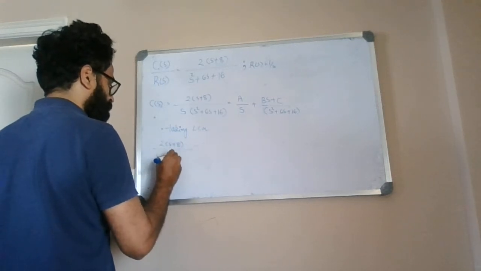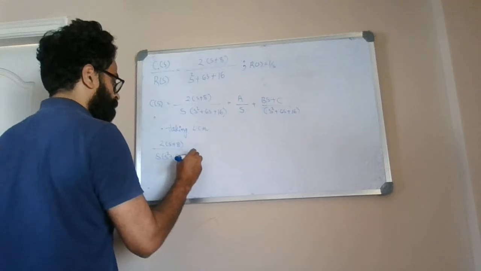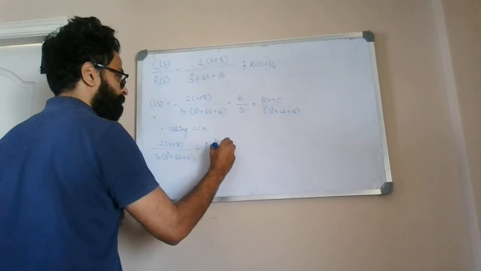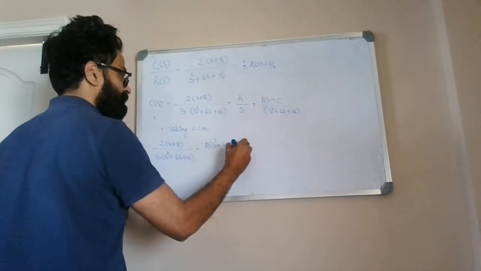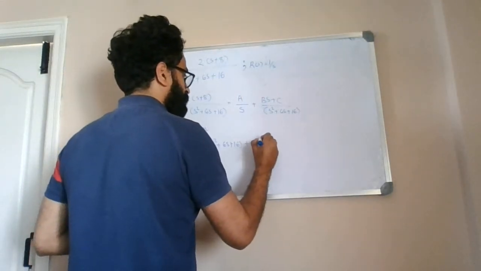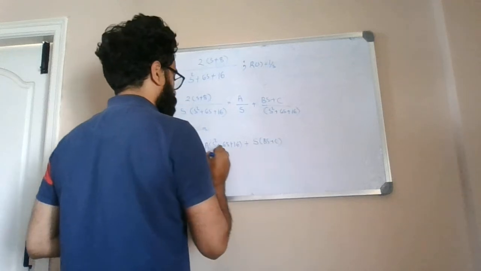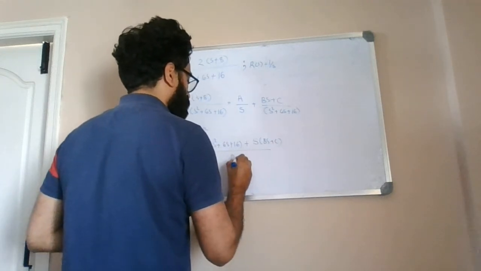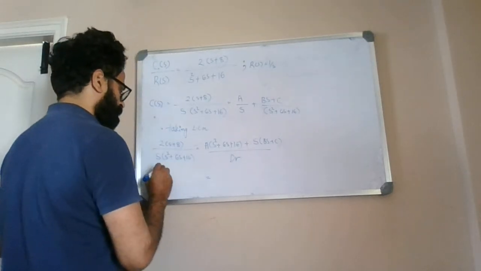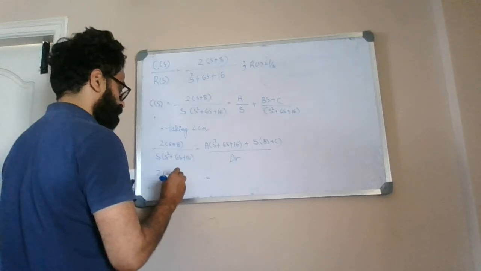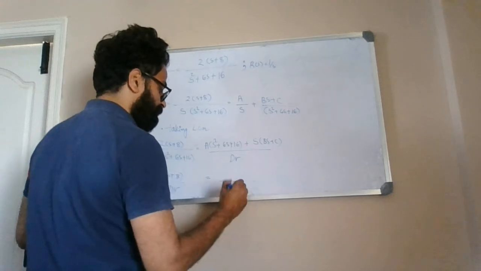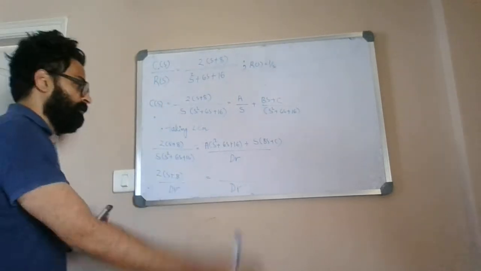divided by the denominator is equal to A into (s square plus 6s plus 16) plus s into (Bs plus C), divided by the denominator. Let me just write 2s plus 8, and in the denominator let me just write the denominator, because on the right hand side as well as on the left hand side the denominator remains the same.